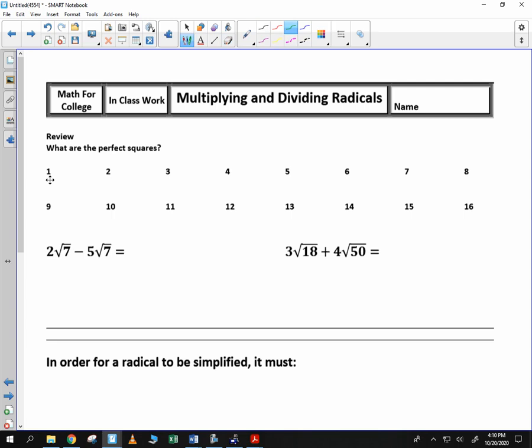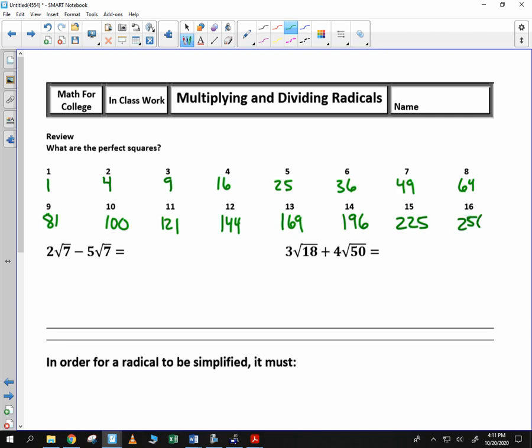So you should keep in mind the perfect squares, like 1 squared is 1, 2 squared is 4, 3 squared is 9, 4 squared is 16, 5 squared is 25, 6 squared is 36, 7 squared is 49, 8 squared is 64, 9 squared is 81, 10 squared is 100, 11 squared is 121, 12 squared is 144, 13 squared is 169, 14 squared is 196, 15 squared is 225, and 16 squared is 256.